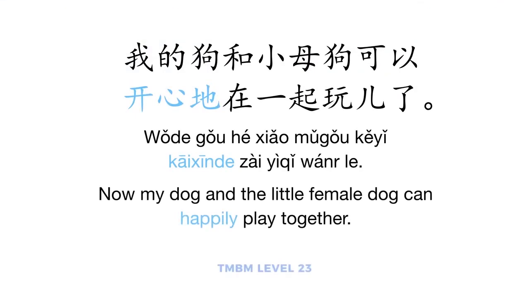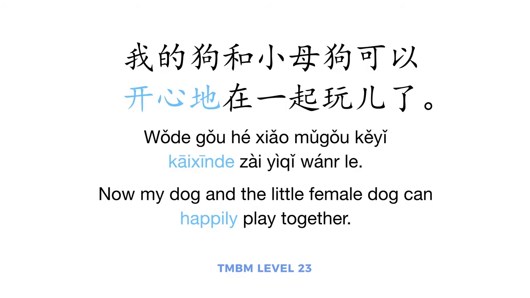So that's another example there. So basically put 地 after an adjective and you turn it into an adverb. Studious or studiously. Okay, now here's the longest one so far. And this is the final example sentence for this particular point. Now my dog and the little female dog can happily play together. Happily would be the adverb that we're using here.